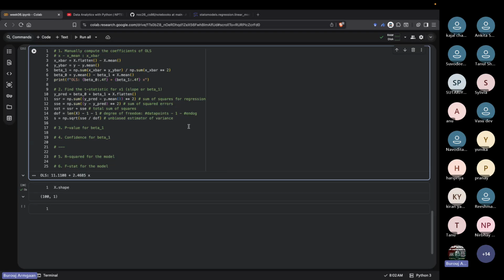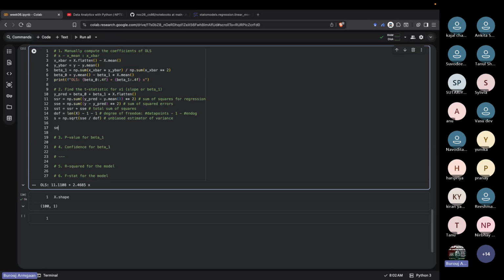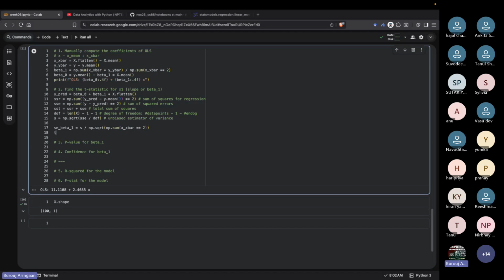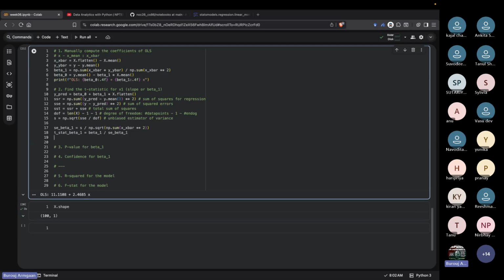Using this S, we can compute the test statistics. From S, we can calculate the SE for beta 1, the standard error for our beta 1 term, which will be S divided by the square root of the sum of x minus x bar squared. And our t stat is beta 1 divided by standard error of beta 1. And now we can print this.